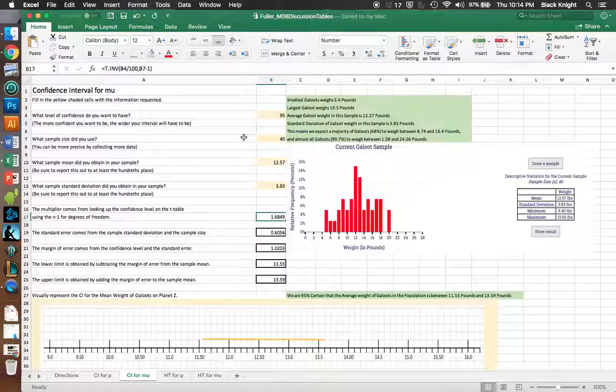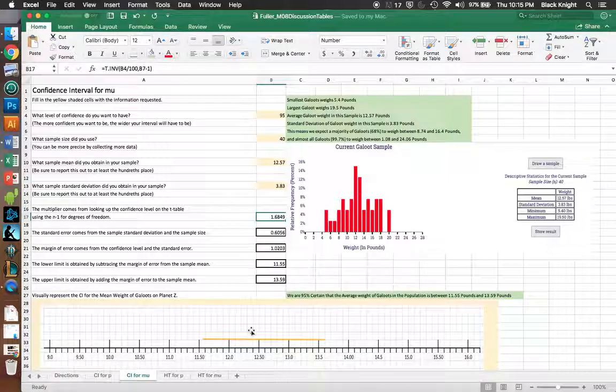So basically we'd expect a majority of the galoots, about 68%, to weigh between 8.74 and 16.4 pounds, and almost all of them, 99.7%, to weigh between 1.08 and 24.06 pounds. That's within 3 standard deviations of our 12.6 pounds. The confidence interval that we calculated here indicates that we're about 95% certain, again I used a 95% confidence interval, that the average weight of galoots in the population, that's our mu, is going to be somewhere between 11.5 pounds and 13.59 pounds. So we've got that marked down here on the table.